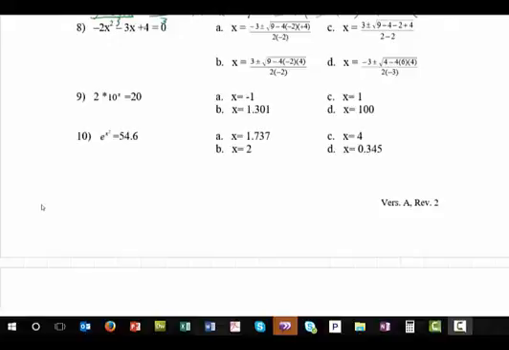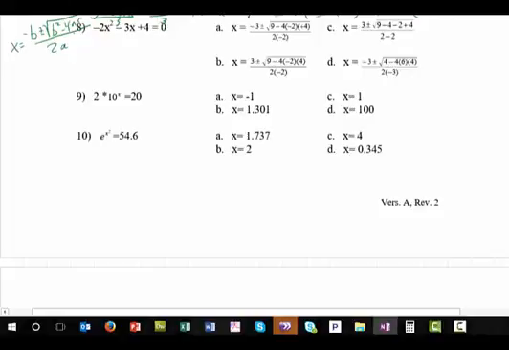So now starting with number 8, let's see. We've got, oh, this is a quadratic. Okay, so I need to use the quadratic formula for this. How does it go? Negative b, oops, there it goes. Negative b plus or minus square root of b squared minus 4ac all over 2a. So that's what I need to plug in.